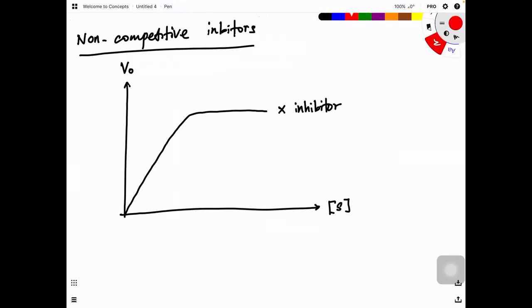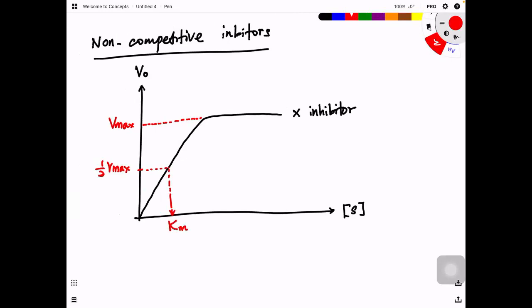So without inhibitor, again I use the red color, draw a line, because we do know that when it levels off, it means substrate concentration no longer acts as the limiting factor. So therefore, my enzyme works at the maximum rate. So Vmax here. So half of the Vmax, I will get my Km. Okay, so this is with no inhibitor.